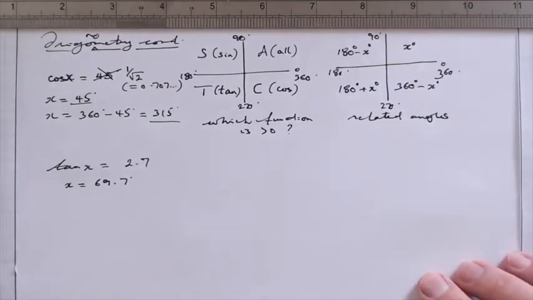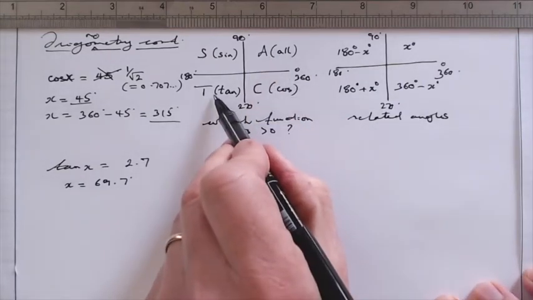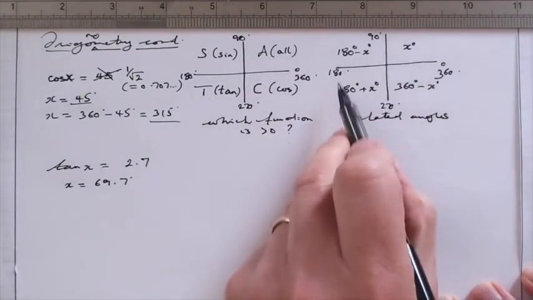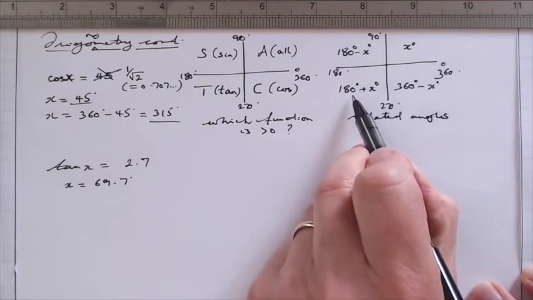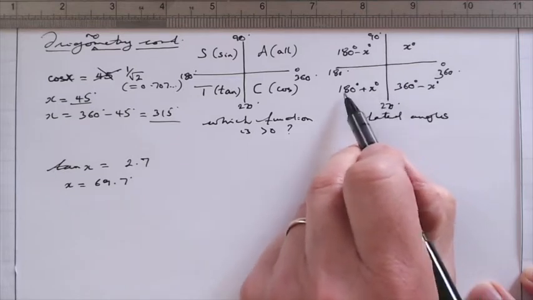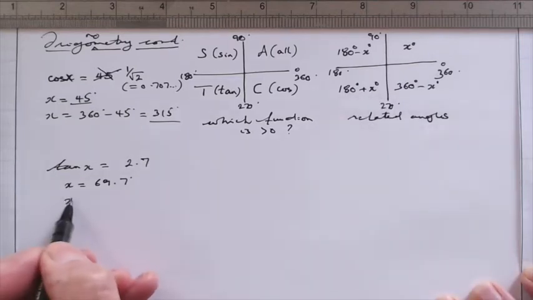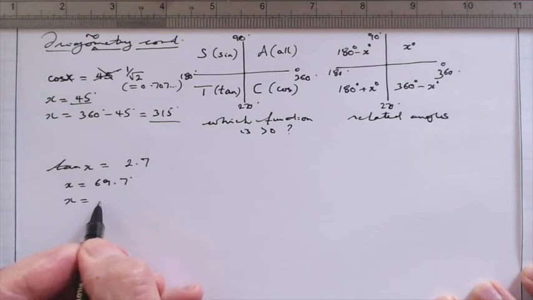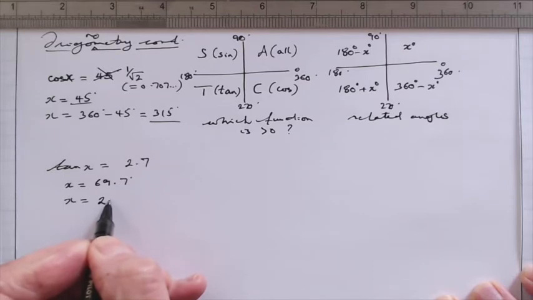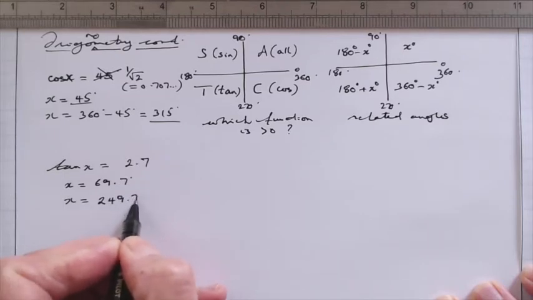The other solution will be in the third quadrant. I look at this diagram of the related angles and I see that if I'm in the third quadrant, I get my related angle by just adding 180. So the other solution will be this plus 180. So that will be 249.7 degrees.